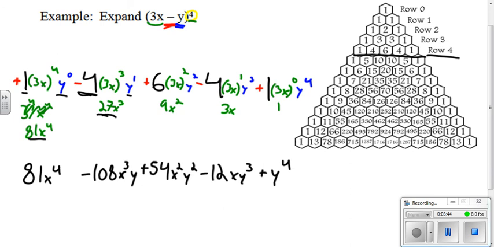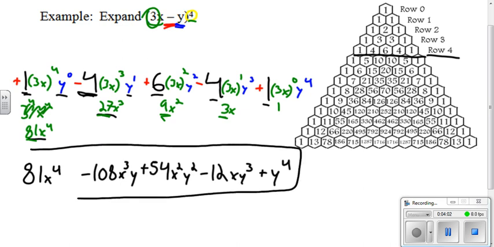So our coefficients, these ones, the 1, 4, 6, 4, and 1, still come into play, but they are affected now by these pieces, the 3, 9, 27, 81 that we got from right here, that irregular term there. But in the end, this is our expanded binomial.